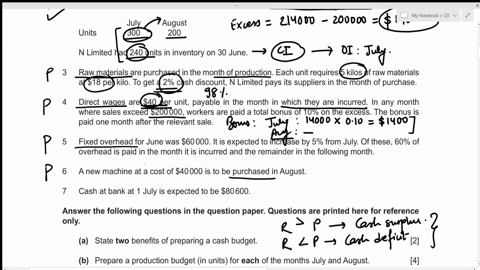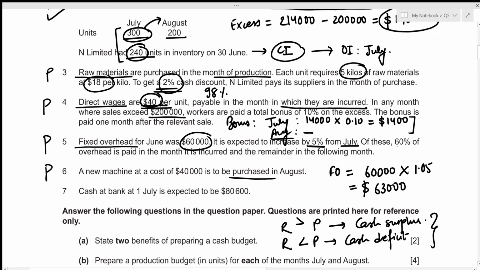We are given fixed overhead. So fixed overhead for June was 60,000, and it is expected to increase by 5% from July. Let's figure out the fixed overhead for the month of July and August. So this is just increasing by 5%. That means that the previous fixed overheads of 60,000 times an increment of 5% can be recorded as 1.05. So this gives our fixed overheads for the month of July and August to be 63,000.